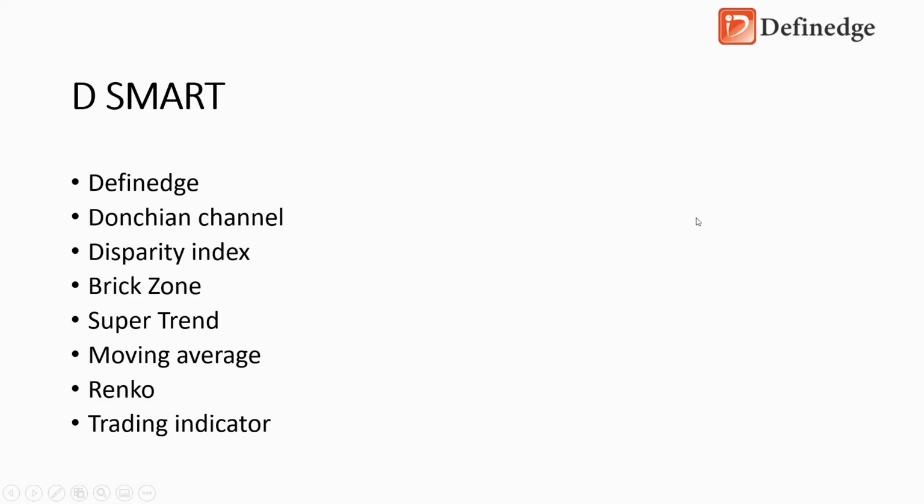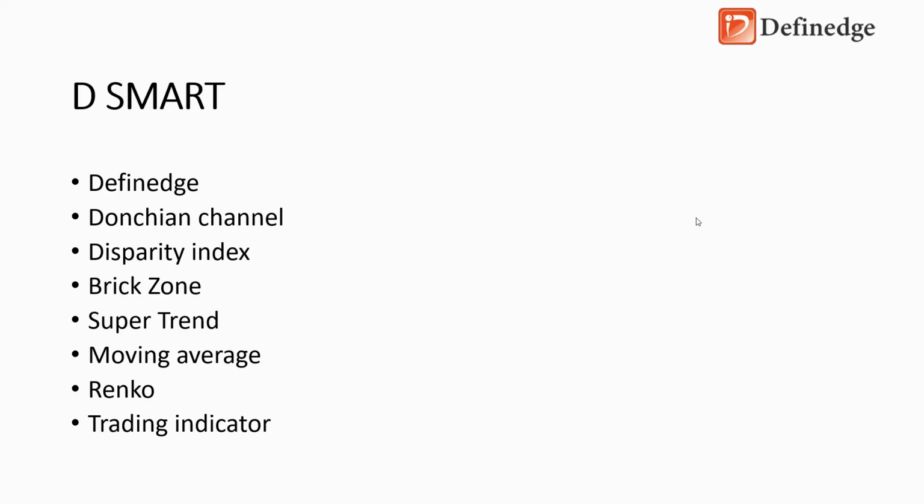So I call it D Smart. Basically, it is a combination of different indicators on Renko chart. So it is, of course, by Definedge. Even though I've spent a lot of time on this concept, it is the hard work of technical team, development team, and because of their support and the framework that they have built, we are in a position to work on things like this and make it available to everyone.